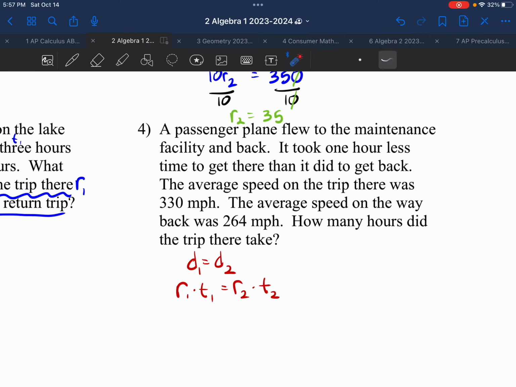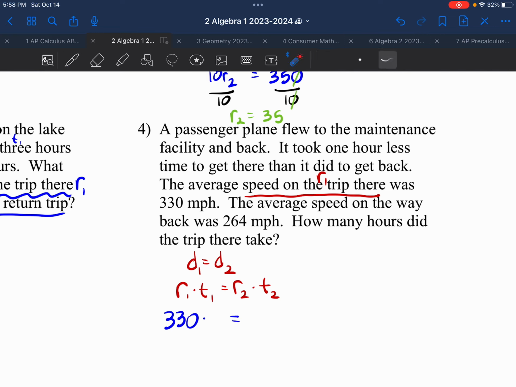We have some information. It took 1 hour less time to get there than it did to get back. We're going to come back to you because I don't know how to interpret that yet. It doesn't directly plug into any of these variables that I know, so I'm going to skip it. This is information that we can plug in. The average speed on the trip there is rate 1, and the rate 1 is 330. So let me write this in blue. 330 times something is going to be equal to something else.